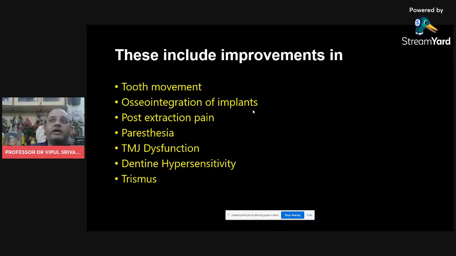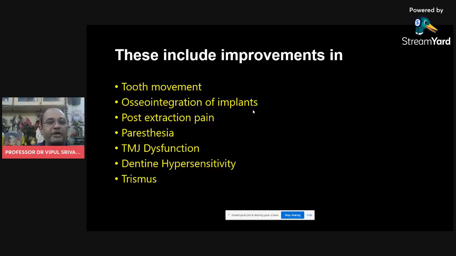I have three cases of Bell's palsy which I've treated with low-level laser therapy, and I got excellent results. Those who are interested, I can share the details. I used Woodpecker for one particular case of Bell's palsy. Then I can also use it for TMJ disorders. There is a patented protocol by a few companies. Also, I can use it for dentin hypersensitivity.